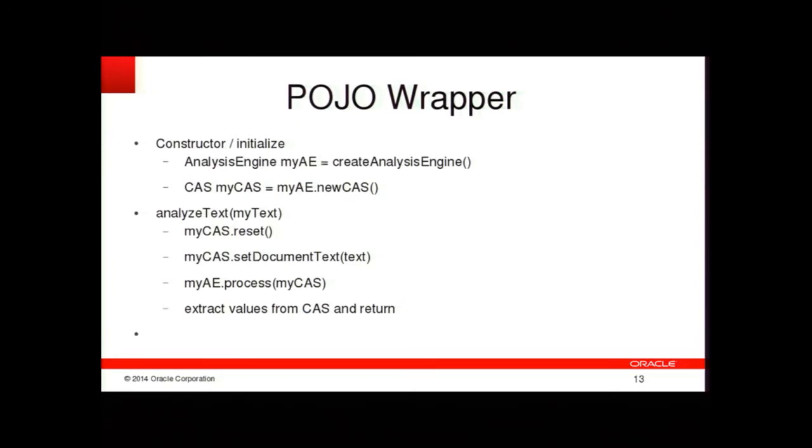And then from that analysis engine, you can create one of these CAS objects. So you have to do that at initialization. Then when you call the analyze text method, you pass in a string called myText. You reset the CAS. You set the document text of the CAS. You process your document. And then you extract values from the CAS to return to the caller.